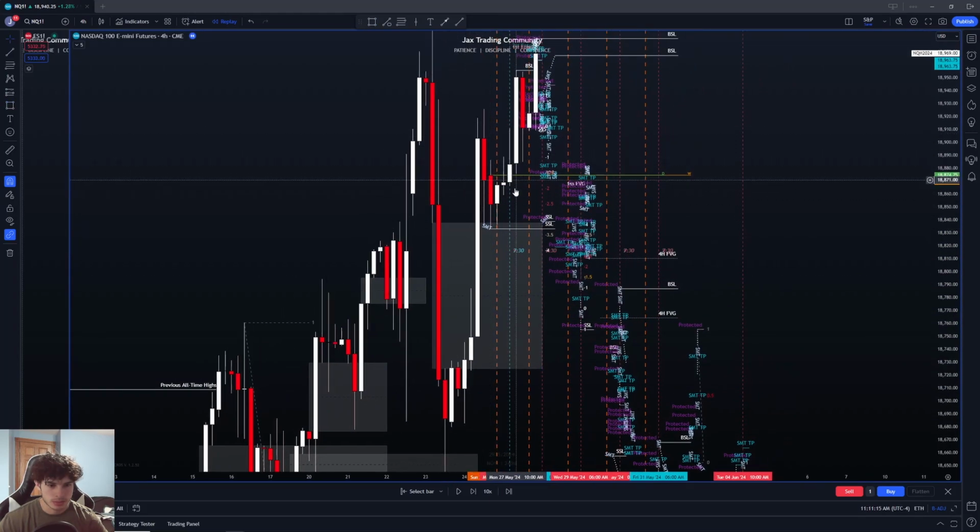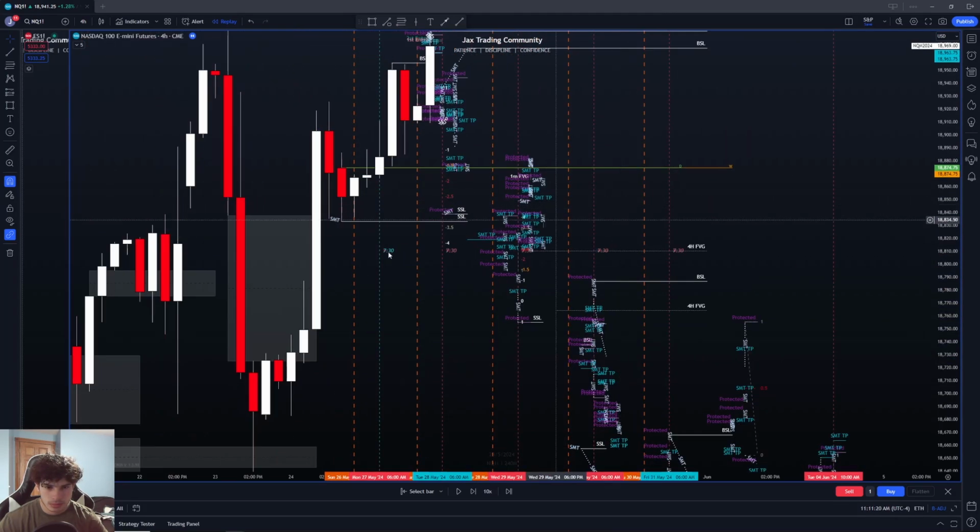And then we actually used it back again. Did we use it back again? Yeah, we used it again as an inverse right here. We came up, came back down, and tapped into it.